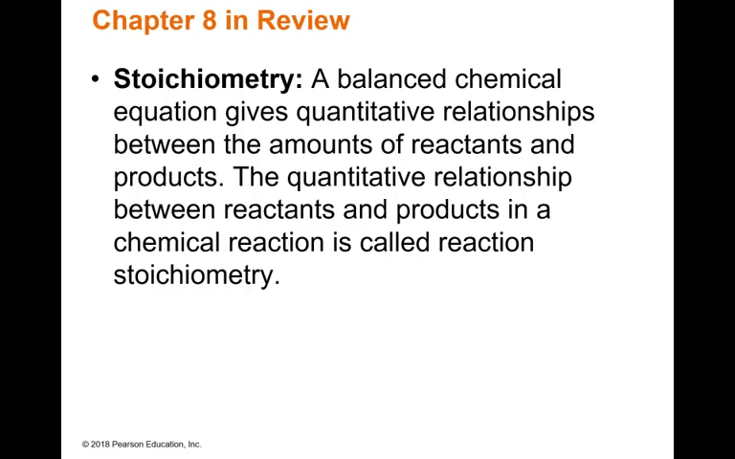Let's review the big ideas from this chapter. A balanced chemical equation tells us the quantitative relationships between reactants and products. We use mole ratios to convert between substances. We can convert between grams and moles to perform real-world calculations. All of these skills are called reaction stoichiometry, and they help us make predictions and analyze reactions in the lab, clinic, or environment.